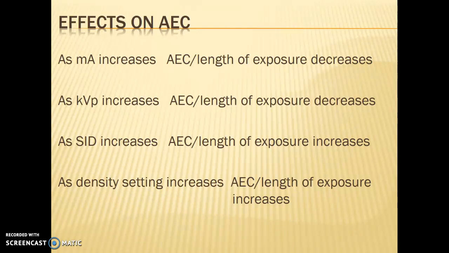For example, as MA increases, the length of exposure will decrease. As KVP increases, the length of the exposure will decrease. As SID increases, the length of exposure will increase. And as density setting increases, the length of the exposure increases. The only way to adjust density when using the automatic exposure control device is with the density setting. Any other change will be predicted by the AEC device, and it will adjust the length of exposure to maintain density.